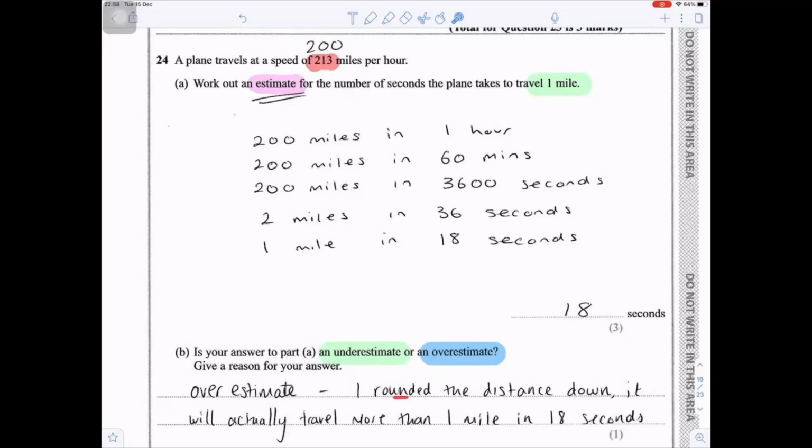It's rounded to the nearest hundred. We rounded the distance down. So we had 213, and we rounded it down to 200. So we reduced that value. And it will actually travel more than 1 mile in 18 seconds because we rounded down.